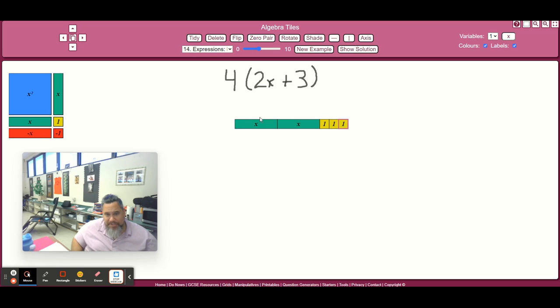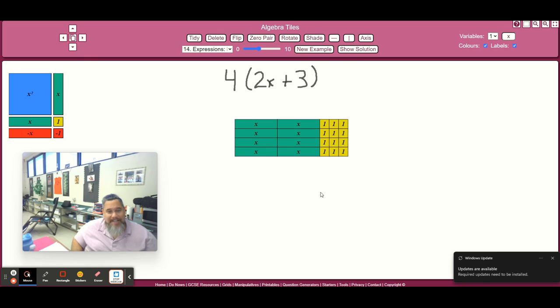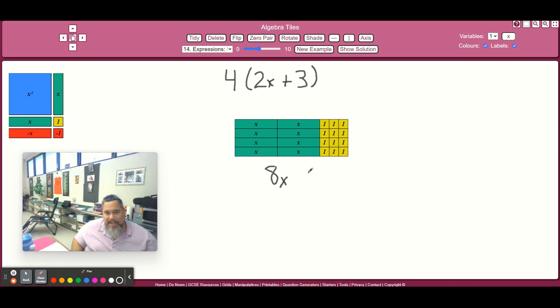All right, so there is 2x plus 3 right there. Now, I want four of those. So what I can do is just highlight this and go 1, 2, 3, 4. And there it is. I have 8 x's, and I have 4 times 3. I have 12. So I have 8x plus 12.